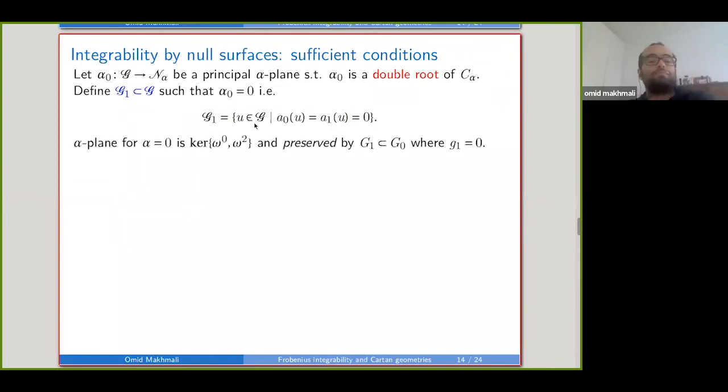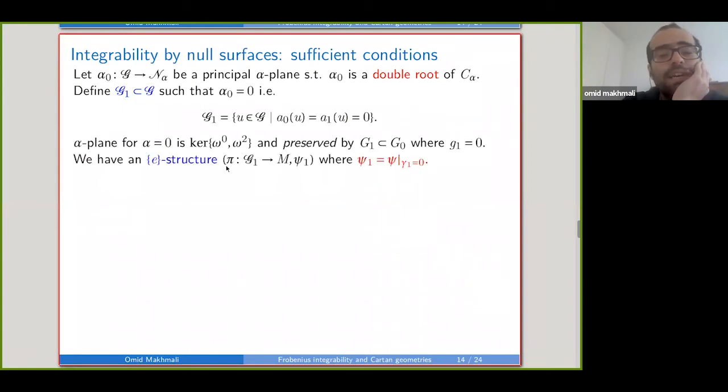That immediately reduces the structure group through the G0 part by one dimension. This can again be viewed as saying you would like the alpha plane, this double root, to correspond to this Pfaffian system, omega 0 and omega 2, and you would like to preserve this two plane. That reduces G0 by one dimension, and you can simply put G1 equal to zero in the parametrization of the structure. So now we have a reduction of the 15 dimensional bundle to a 14 dimensional principal bundle that we denote by G1.